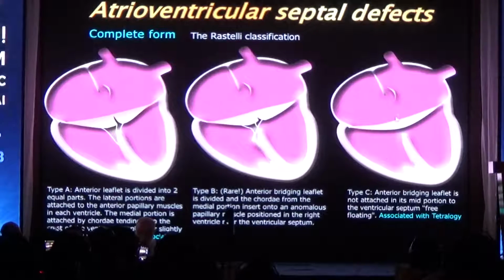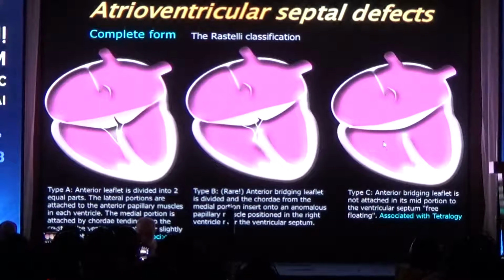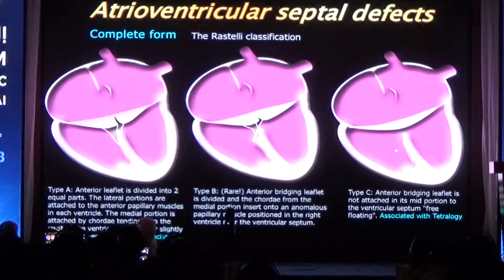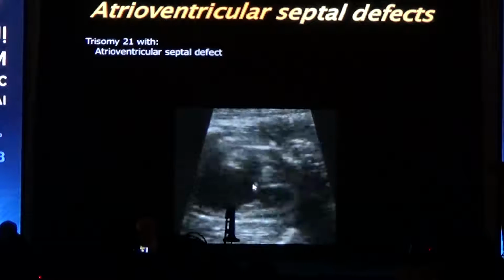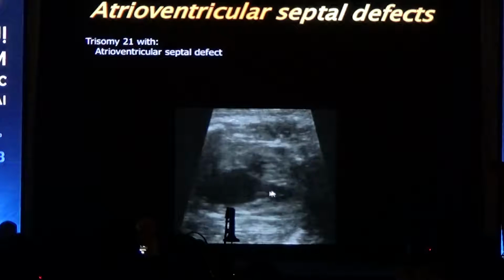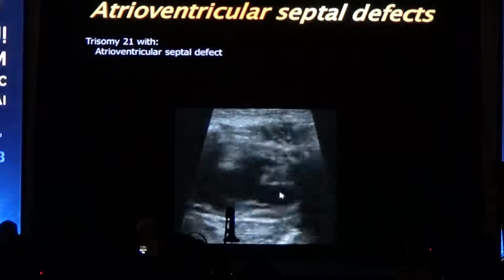And then in the type C, you have no attachment whatsoever. So you can see a leaflet and no chordae tendineae going to the interventricular septum, and this is the one that is associated with tetralogy of Fallot. So here we have a large septal, large leaflet. You see it's attached here on the side of the septum.